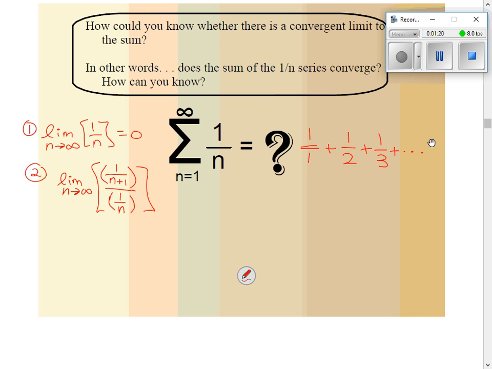Well, if I were to actually reduce that, limit as n goes to infinity, instead of dividing by 1 over n, I could multiply by n over 1. So you'd see that I'd get the limit as n goes to infinity of n over n plus 1. What's that limit? 1. Great. So the ratio test, if I get a limit of 1, it means inconclusive.